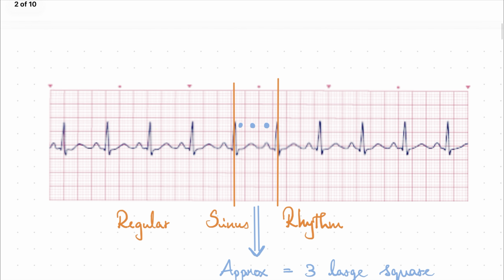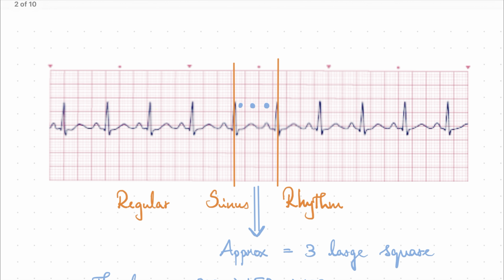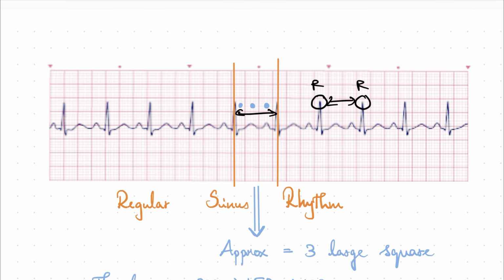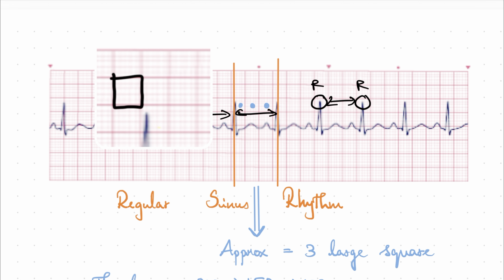We're just going to an ECG. When you get an ECG paper, we are going to look at the RR interval. So, this is an R, this is an R. Now, we're looking at the RR interval, counting how many large boxes are between this RR interval. We know that this is a large box and this is a small box.